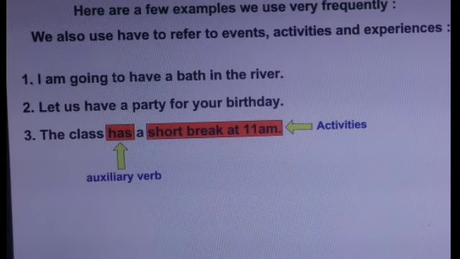Third example, the class has. Here we are talking about one particular class, that means singular, so we have used has. The class has a short break at 11 am. Has is again an auxiliary verb, and short break at 11 am is an activity which is done by the class.